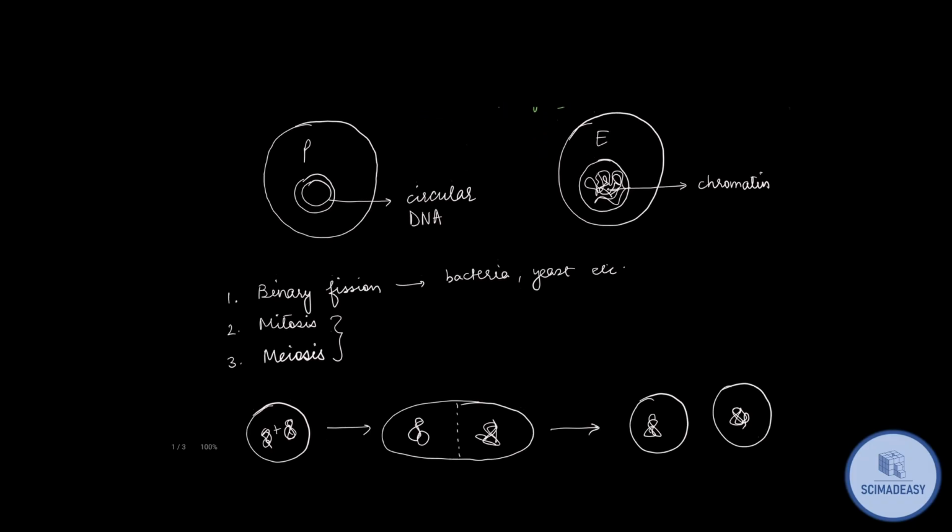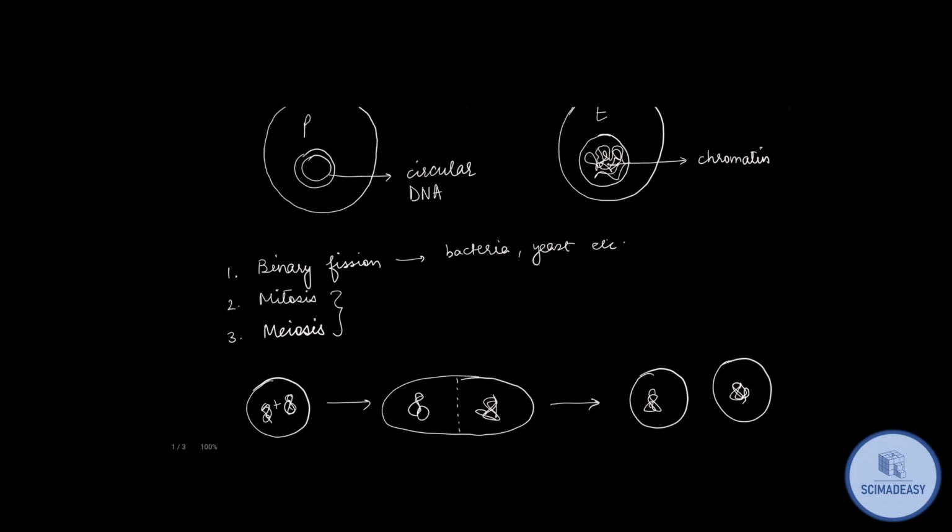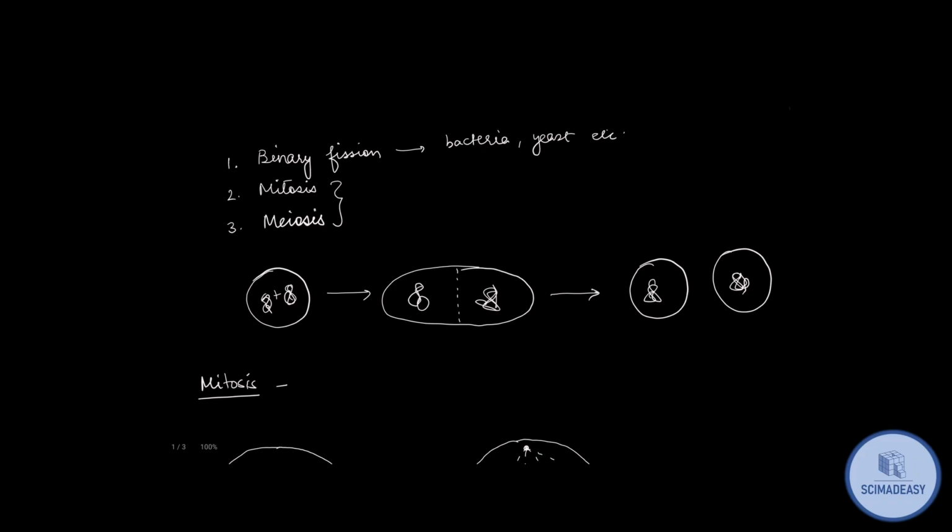There are three different types of cell division: binary fission, which occurs in single celled organisms like bacteria, yeast, etc., and multicellular organisms divide with mitosis and meiosis. In binary fission, the cell's DNA is first replicated. The cell undergoes elongation, following which it gets separated by a septum and it forms two different daughter cells. This binary fission is used for both reproduction as well as for growth.